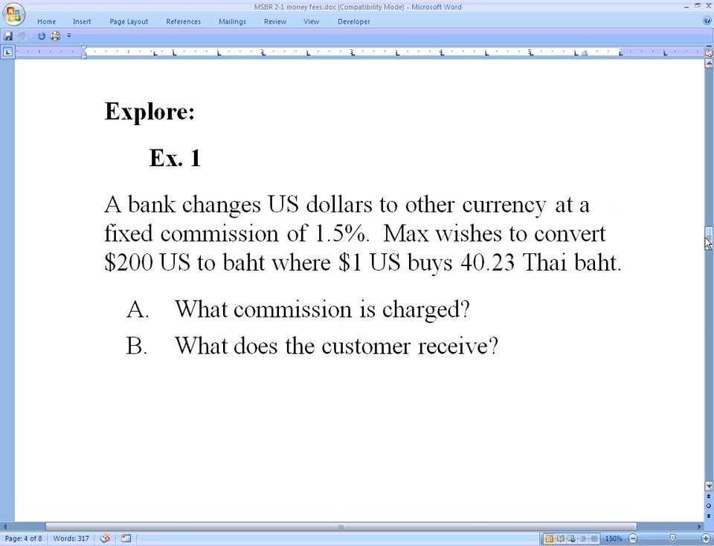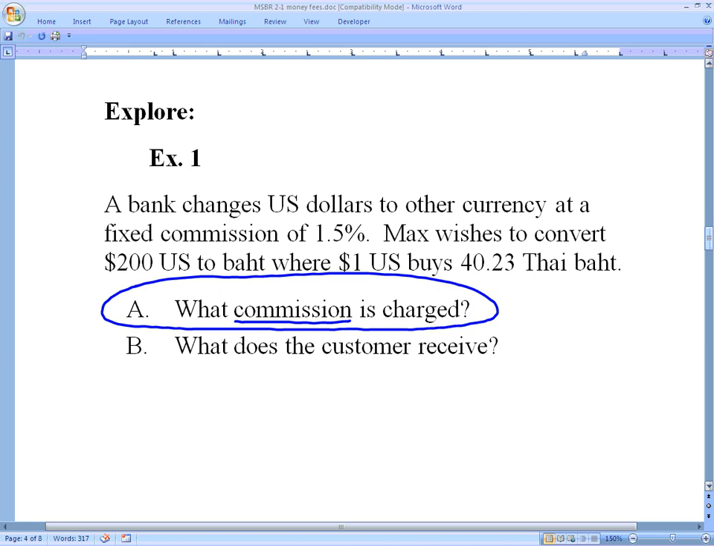To start with, a bank changes US dollars to other currency at a fixed commission of 1.5%. Max wishes to convert 200 US dollars to baht, where 1 US dollar buys 40.23 Thai baht. So we can start off very similar to what we did last class with our proportions, except the first question is actually asking about commission. Commission, again, is a fee.